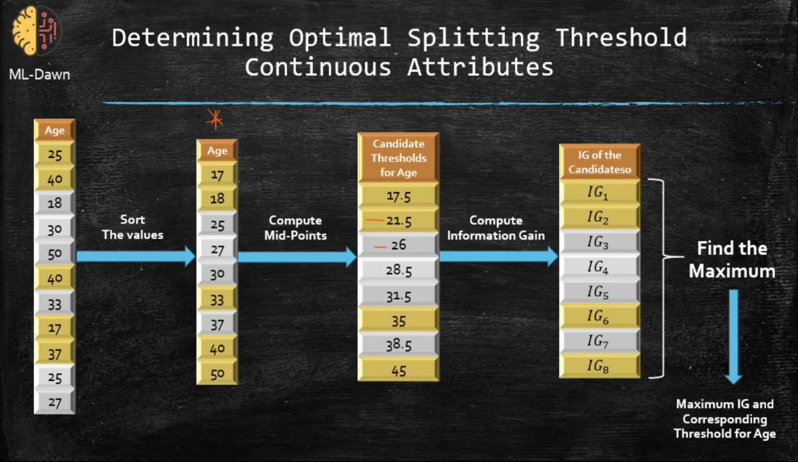So for every possible pair, we just slide one by one and compute the midpoints. So we get to this particular column. These are called the candidate thresholds for the attribute age. Then what the decision tree does is use all these possible thresholds and compute the information gain for each one of these thresholds.